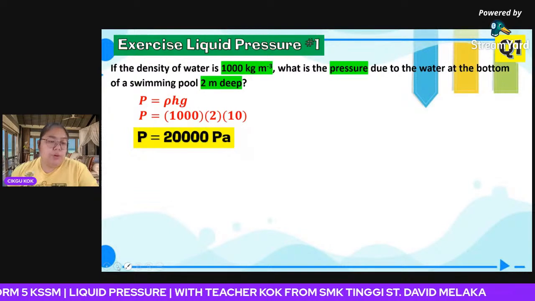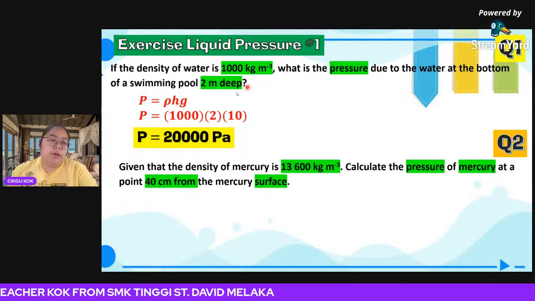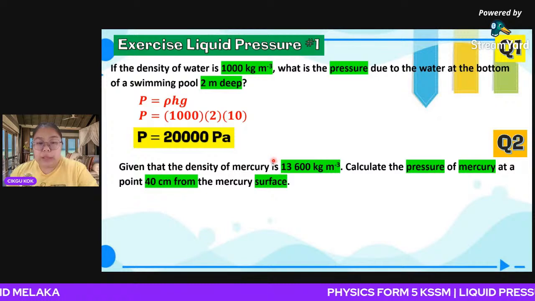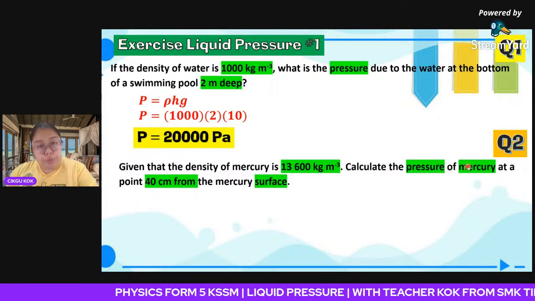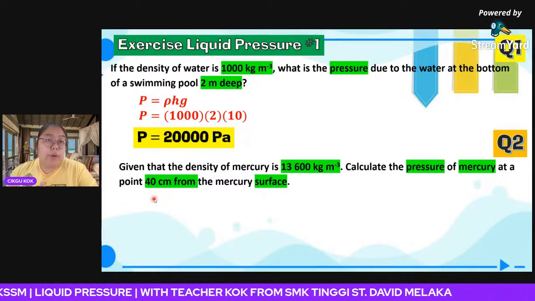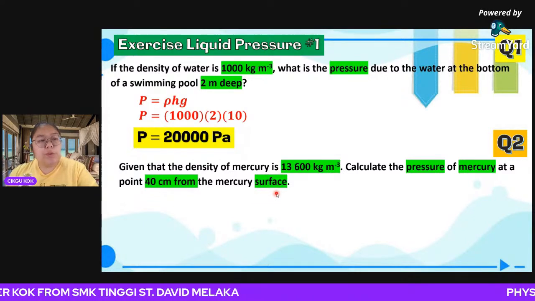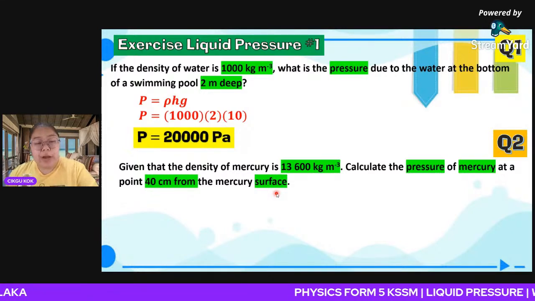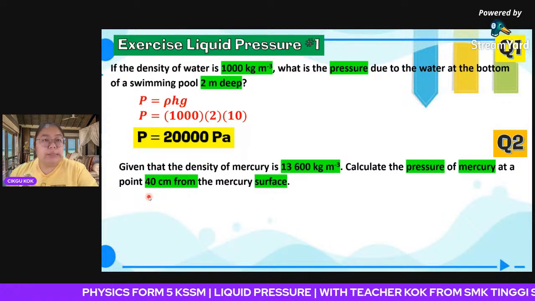Then we go to the second question. This one is a simple question. We just apply only. Second one, they give the density of the mercury. Now you need to calculate the pressure of the mercury acting at the point 40 cm from the mercury surface. This question also never touches on atmospheric pressure. They're just talking about the mercury pressure, acting at the point 40 cm from the mercury surface.